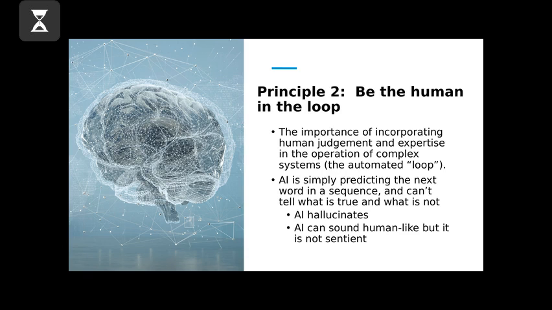Being the human in the loop while working with AI is very important because we know that AI has limitations. AI is simply predicting the next word in a sequence, and cannot tell what's true and what's not. So these are two important limitations as of now, right? AI is getting better, so it's becoming more accurate, but still we know that AI hallucinates. So if humans are in the process of evaluating AI outputs and not just simply making decisions based on these outputs, we can catch these hallucinations.